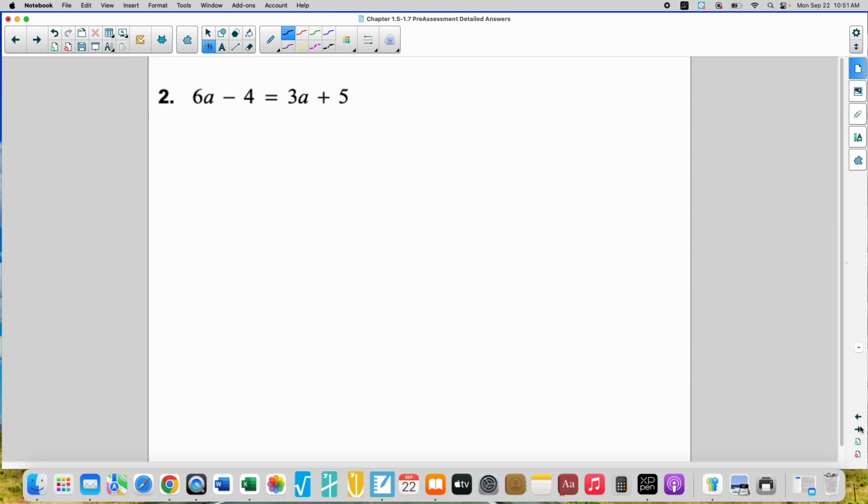We're not going to check. We'll just show the checking for the first one, but for time purposes, we're going to just solve for the variable. So we have variables on both sides. We have constants on both sides. Always remember, move the variable first in these situations. So I'm going to subtract 3a from both sides.